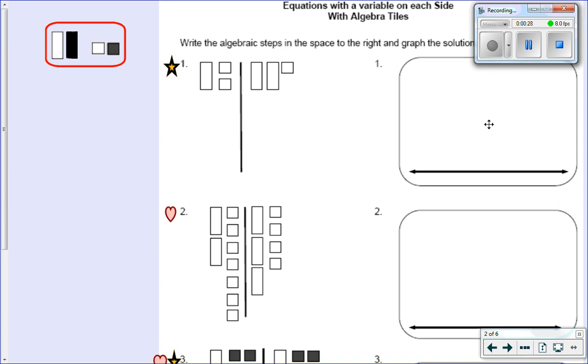On the board, they're black and white. On your table, the algebra tiles are not. So let's talk about which side is positive and which side is negative. On your paper, if it's white, that represents a positive, okay?